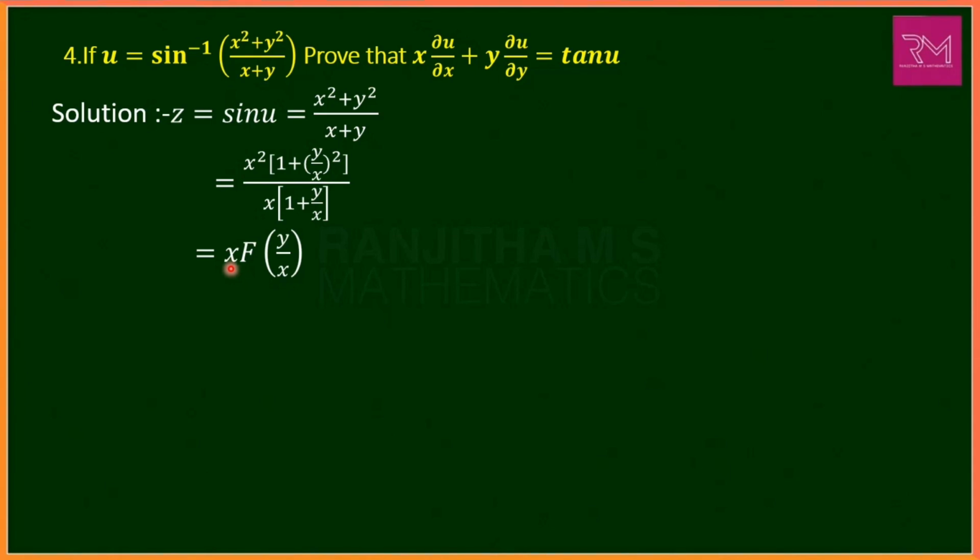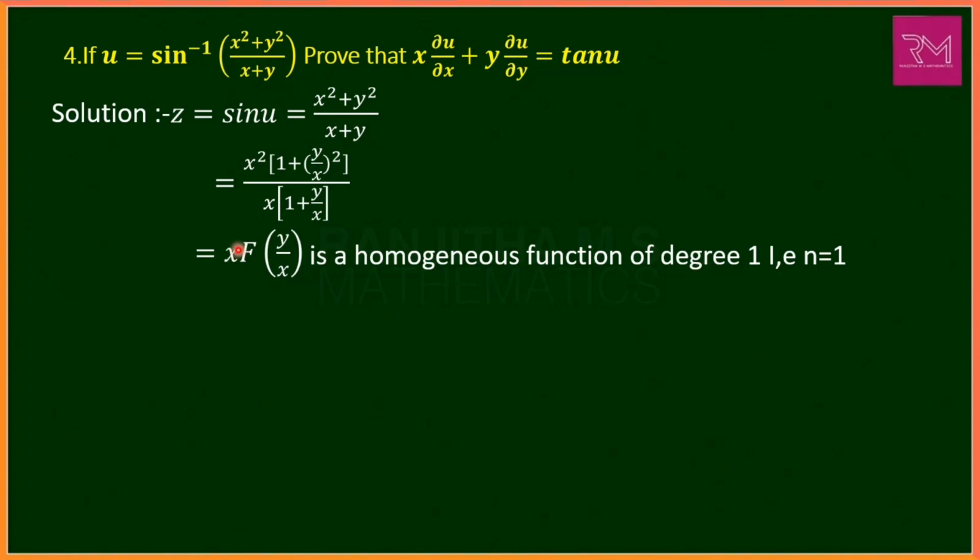So the equation is reduced to the form x into, here numerator is 1 plus y by x whole square, denominator is 1 plus y by x. So this is a function of the form y by x. We can simply write it as f of y by x. That is z, which is equal to sin u, which is equal to x into f of y by x. So we can conclude that this is a homogeneous function of degree 1. Here x power 1, so n value is equal to 1.